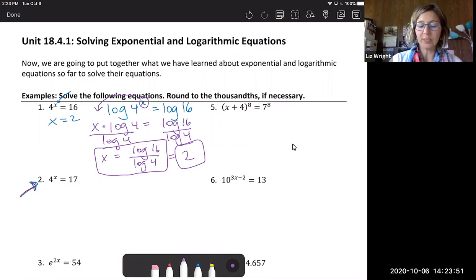So every time you see one of these problems where we have an unknown in our exponent, we're going to take the log of both sides. And that allows us to bring our exponent down using our power rule. And then we can solve for x. So here you have to be careful. On number 1, we can take the common log, or you could take the natural log, doesn't matter.